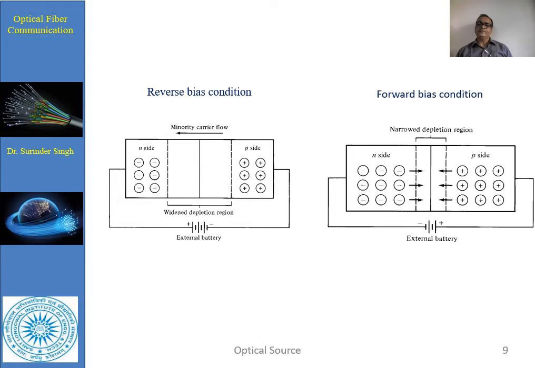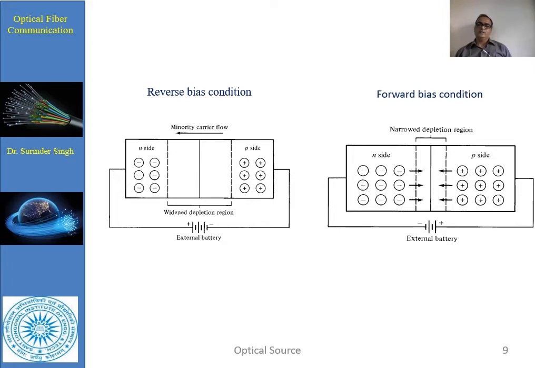In that case, the electrons are crossing the barrier, and holes are also trying to cross the barrier. There is a certain amount of barrier potential that is equal to the amount of this external battery. So in this case, there is a flow of majority carriers, and the depletion region becomes narrow as compared to the previous one.